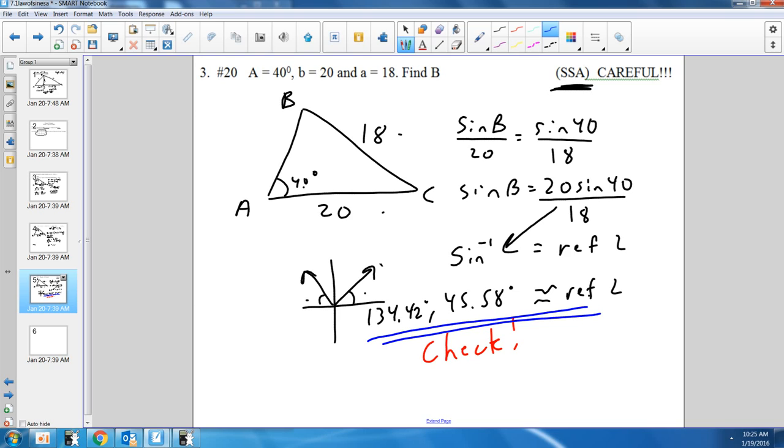Tomorrow we're going to be doing more with the law of sines as well. And eventually we're going to be getting into story problems.